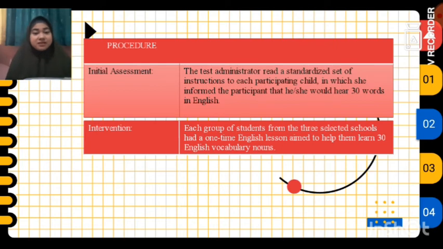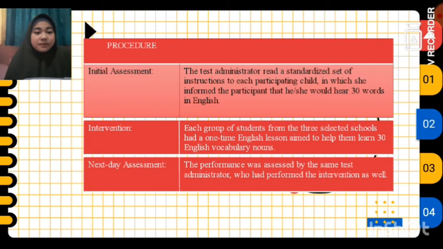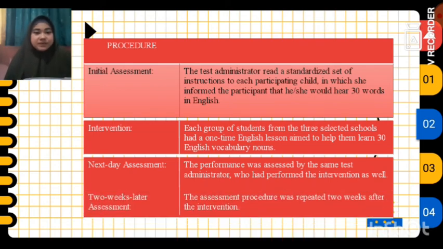The next is next day assessment. The performance was assessed by the same test administrator who had performed the intervention as well. And the last is 2 weeks later assessment. The assessment procedure was repeated 2 weeks after the intervention.